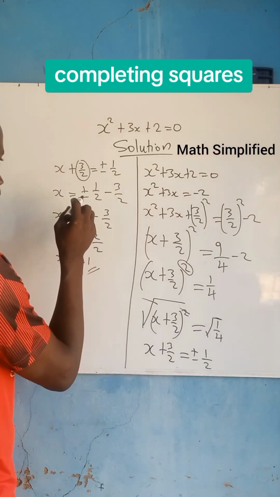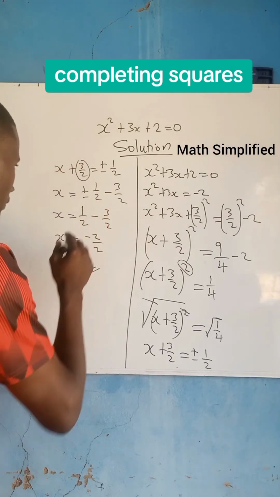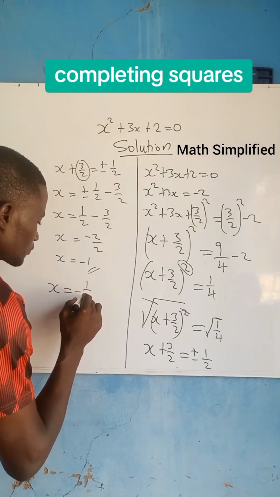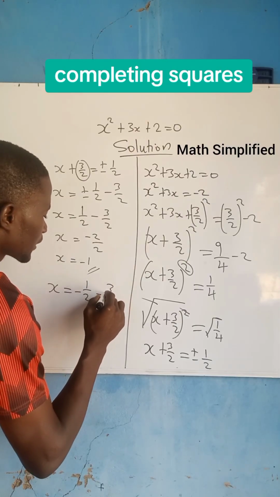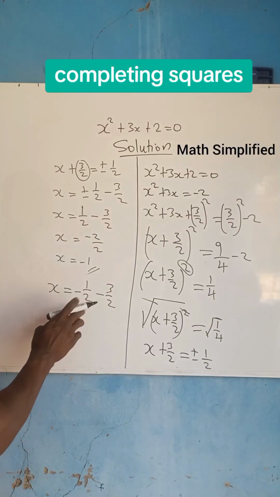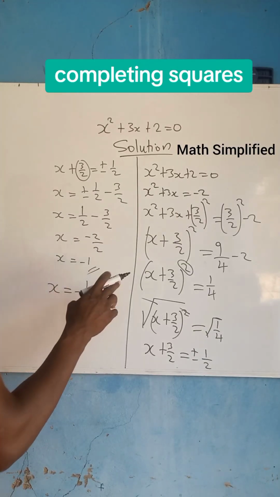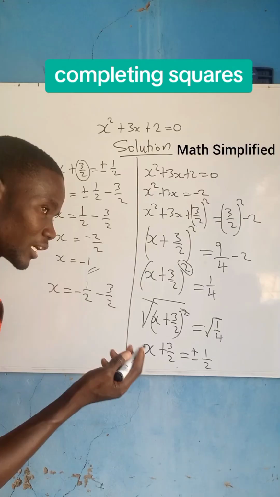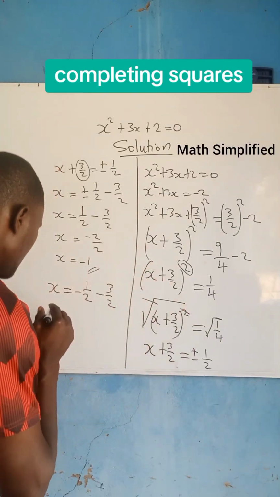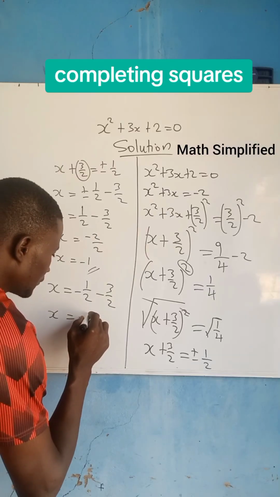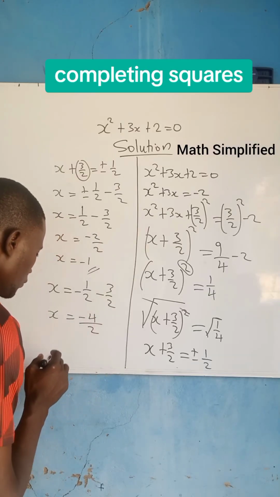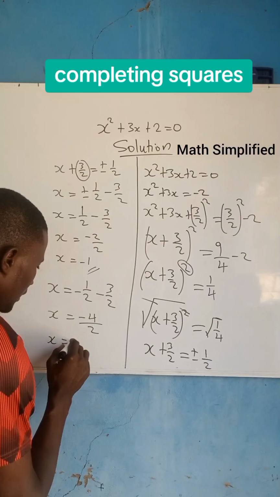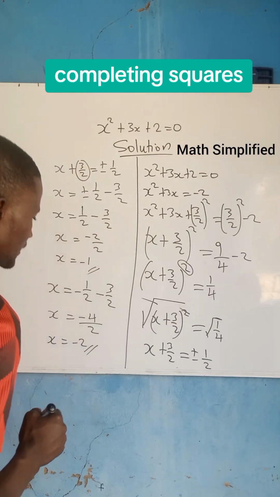Okay, let's also pick the negative value of half. So I have x equal to minus half minus 3 over 2. Here the denominators are also the same, so we deal with what? The numerators. We have negative 1 minus 3, which will give us what? Negative 4, isn't it? So I have x equal to negative 4 divided by 2. So negative 4 divided by 2 will give us x equal to negative 2 as our answer.